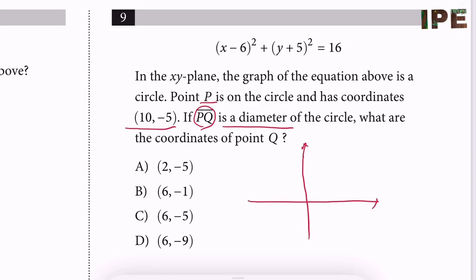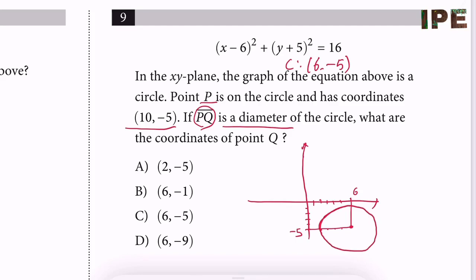What is the center of this circle? 6 and negative 5. So 1, 2, 3, 4, 5, 6. 1, 2, 3, 4, 5. Negative 5 and 6. This is the center, and then the radius is 4. So this point, 1, 2, 3, 4, this point. So this kind of circle is here.